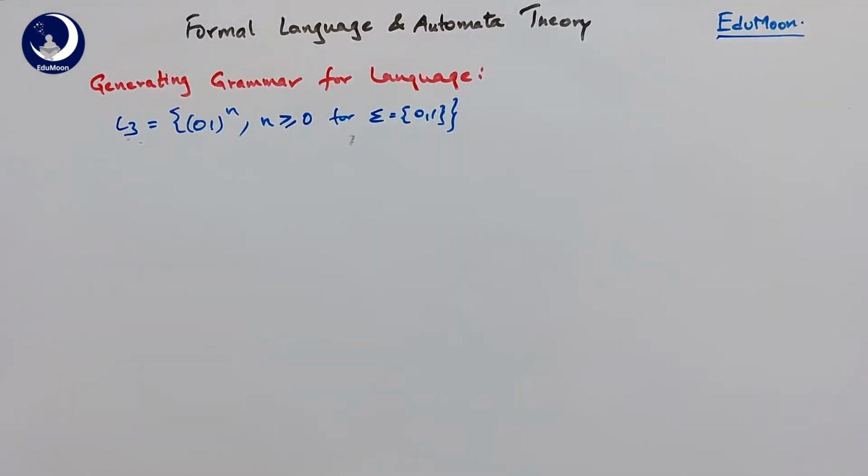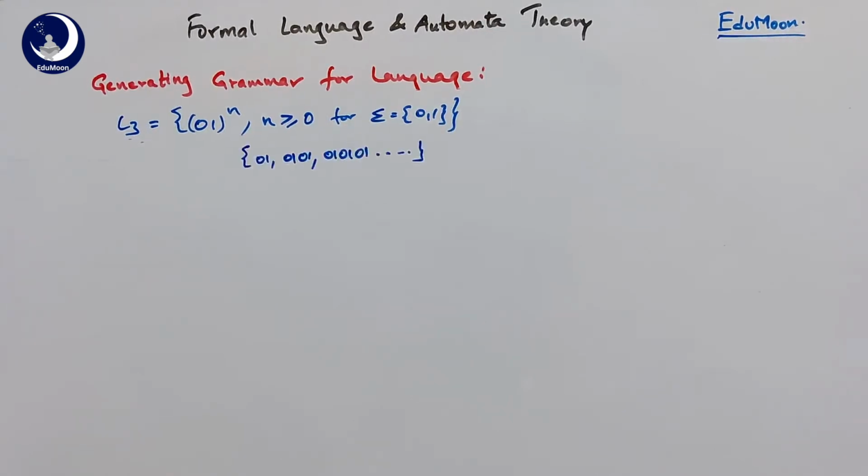So the next example is a language L3, which contains the strings generated like (01)^n, for sigma is 0, 1. That is, if you write the set of strings that are available in this L3, they are equal to 01, 0101, 010101, and so on. That is repetition of the same symbols 01 any number of times.